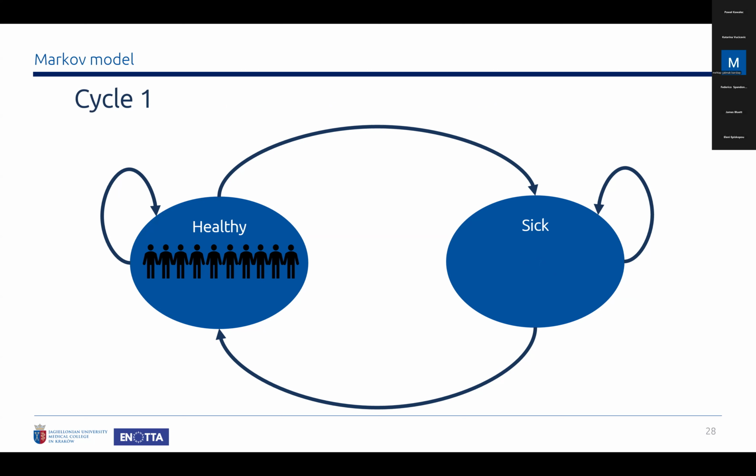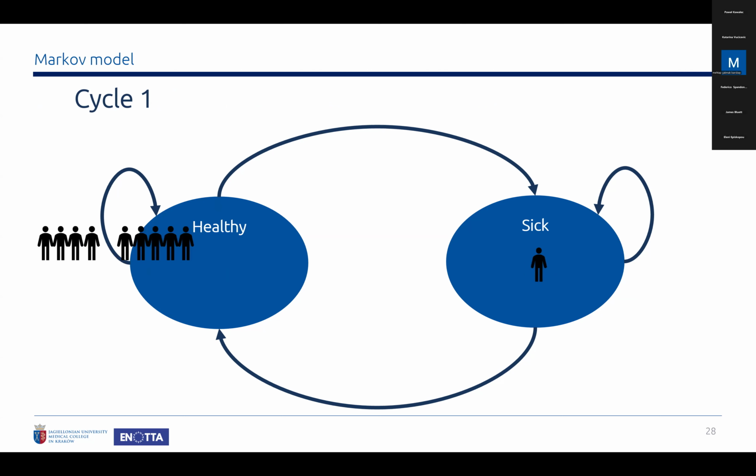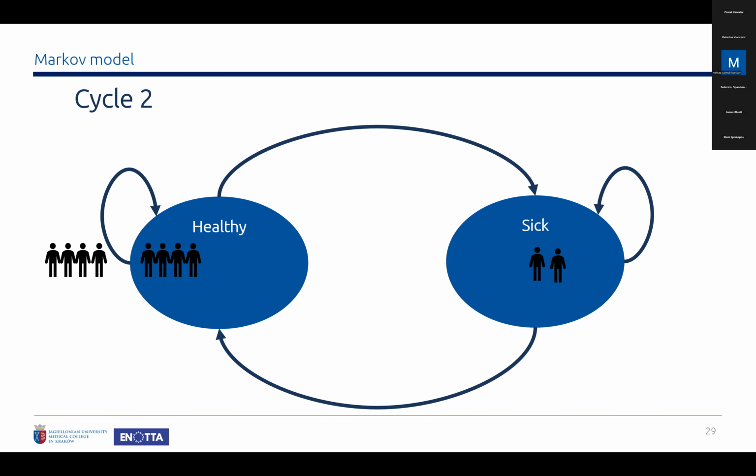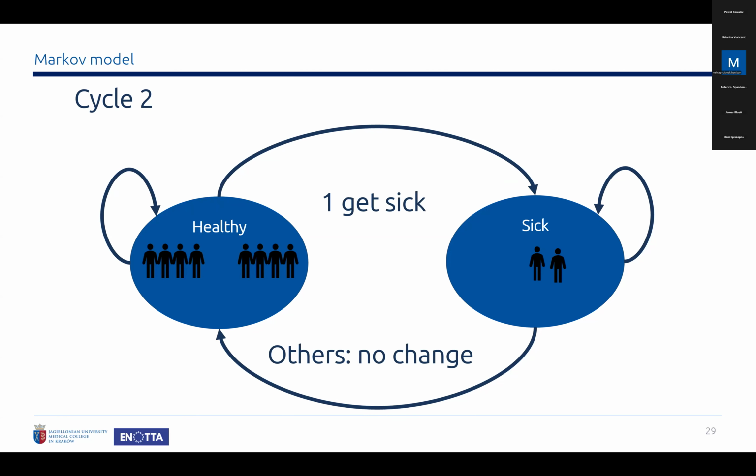So, for example, here, one patient after 1 month of observation gets sick, the others do not change their state. In the next cycle, one additional patient gets sick, others do not change their states, and so on and so on.